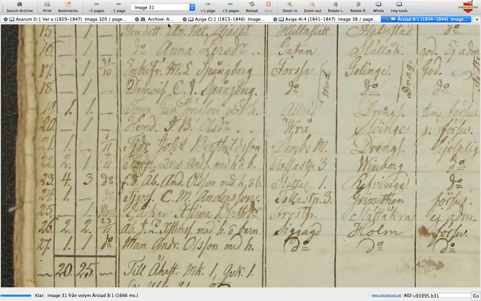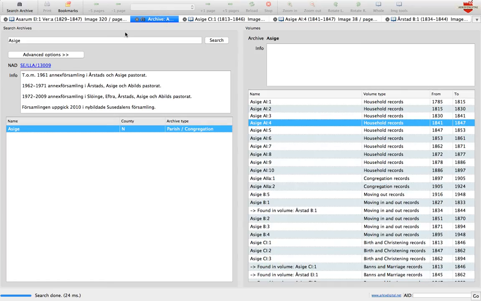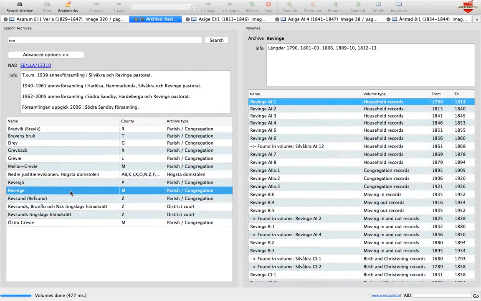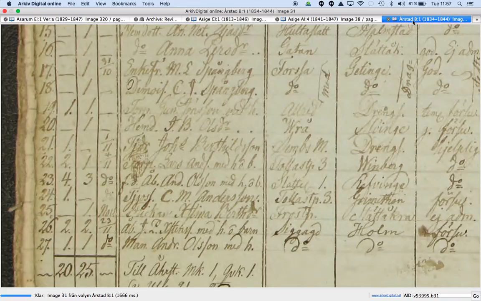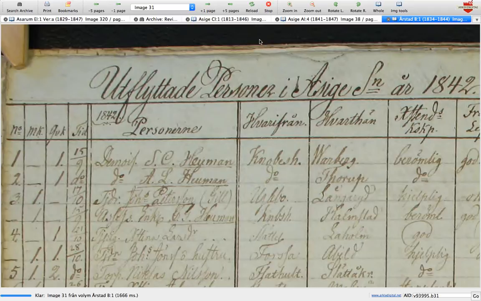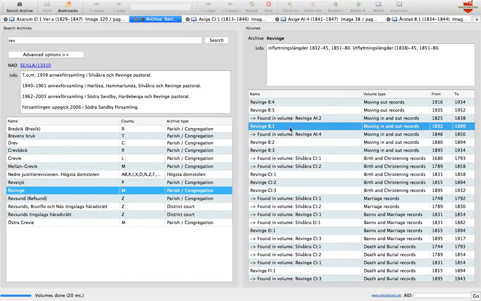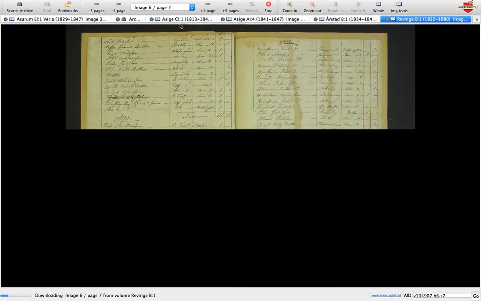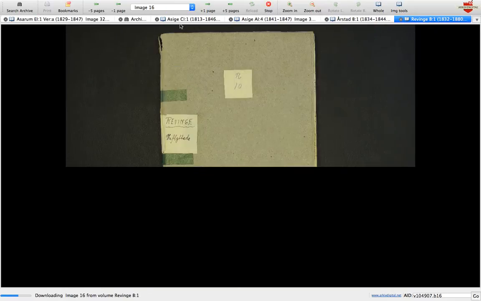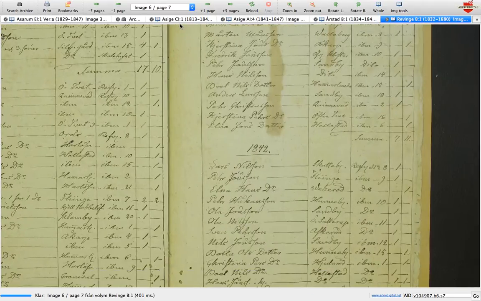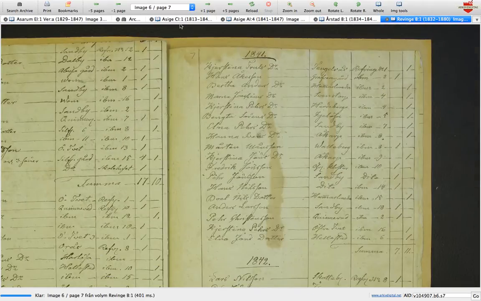And if we check Revinge then, so that now we are moving to Malmöhus. What did we have? We had 1842. Then we see if we have a moving in book. 1848. Is this a good book? This priest, what do you think this is? In or out?